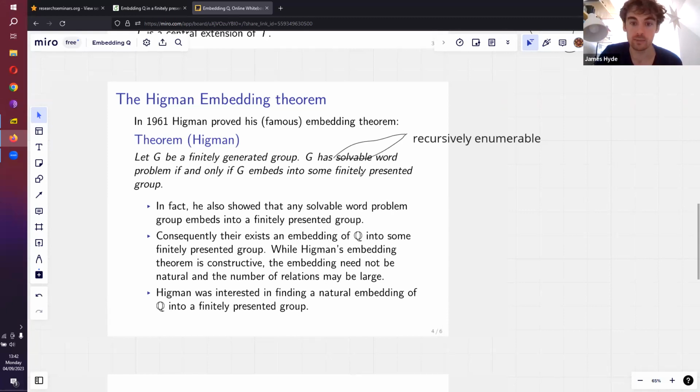Okay, so Higman embedding describes finitely presented subgroups of finitely presented groups as the ones with recursively enumerable word problem. Boone-Higman conjecture would describe subgroups of finitely presented simple groups as the ones with actually solvable word problem, solvable both ways. Okay.